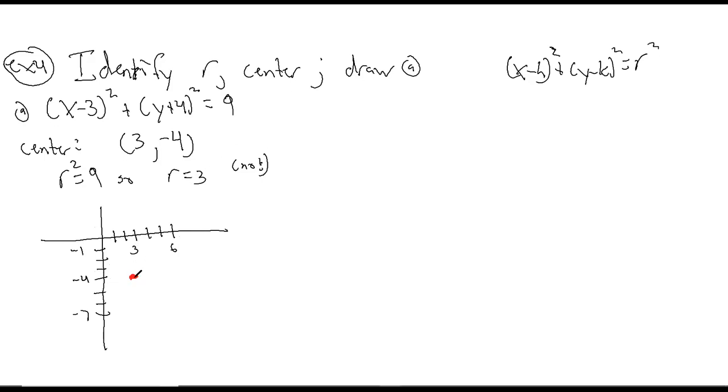So from an x position of 3, going right 3 puts us at 6. Back to the center, from an x position of 3, going left 3 puts us at 0. Back to the center. From a height of negative 4, going up 3 puts us at a height of negative 1. Sorry that that's sitting on the label of 3. Back to the center, going down 3 puts us at a height of negative 7. Make a circle around all those. Boom, there we go.